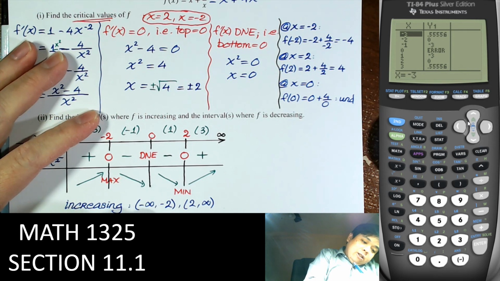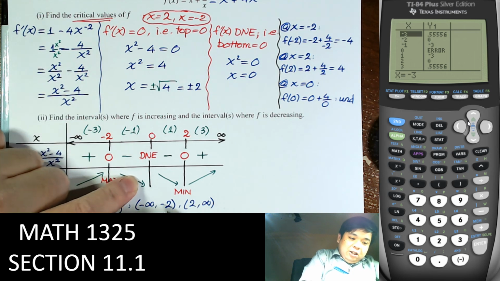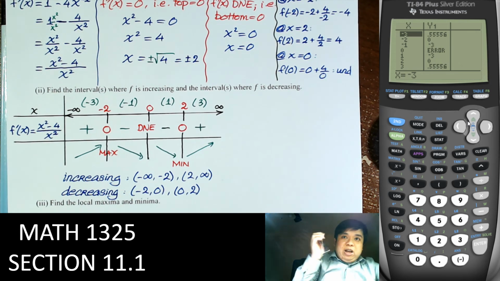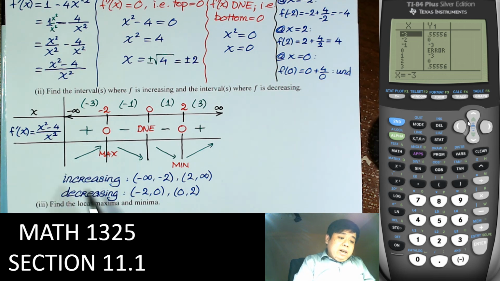Decreasing, negative 2 to 0, and then 0 to 2. And of course, there's the partition number here, so we're not writing from negative 2 to 2. So that's why we need all the partition numbers. Right, so increasing, negative infinity to negative 2, from 2 to infinity, and decreasing there.